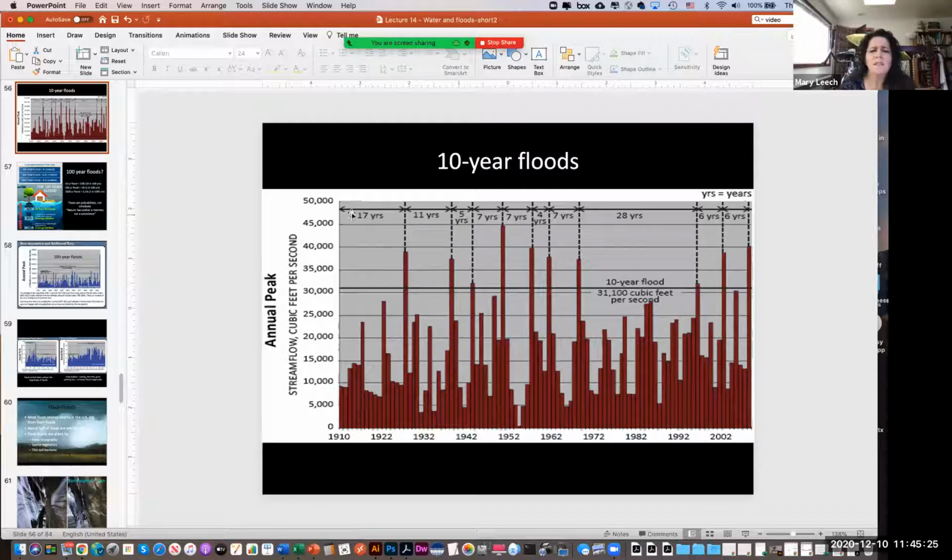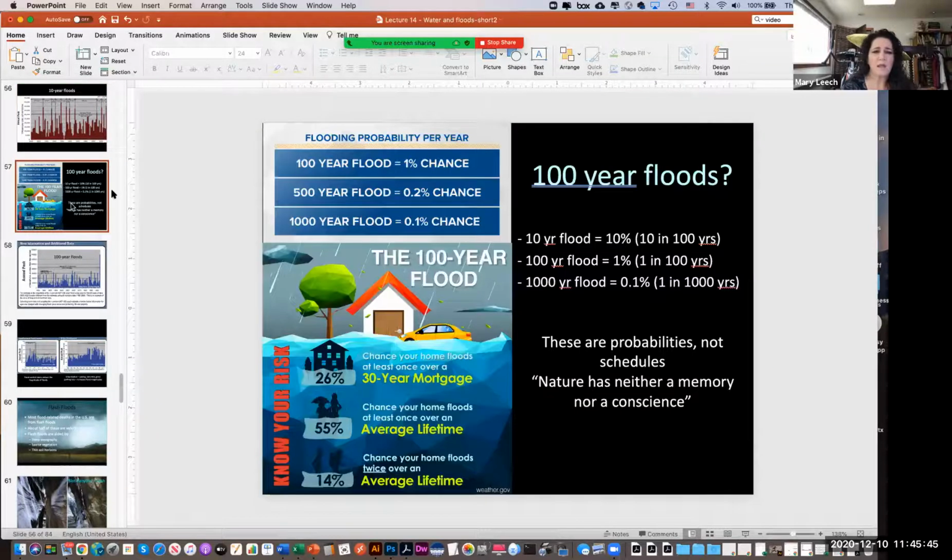But look, the time period between each flood is not 10 years. Here's 17, here's 11, here's 5, here's 7, another 7, 4, 7, 28 years, 6 years and 6 years. So it's not like clockwork. It is an average. This is the same with earthquake prediction, right? Or probabilities. Okay, a lot of information here.